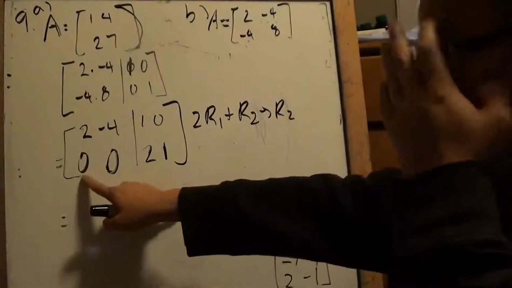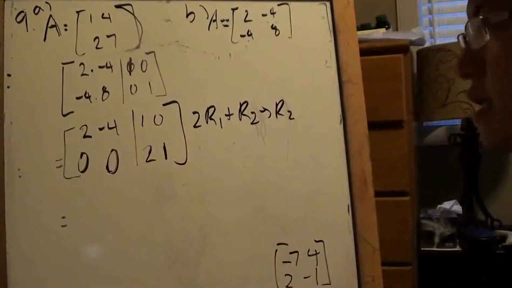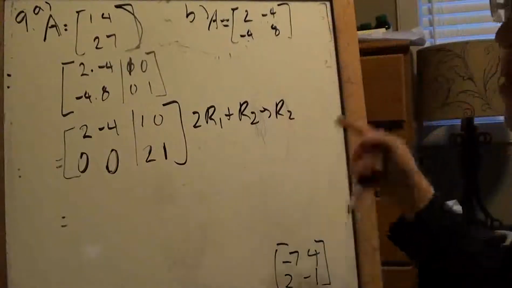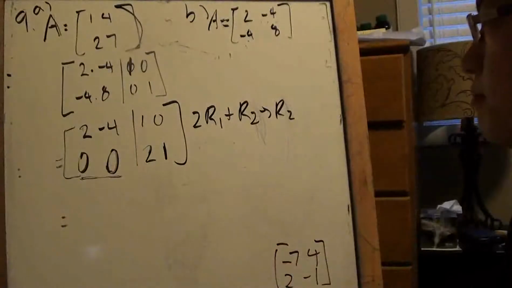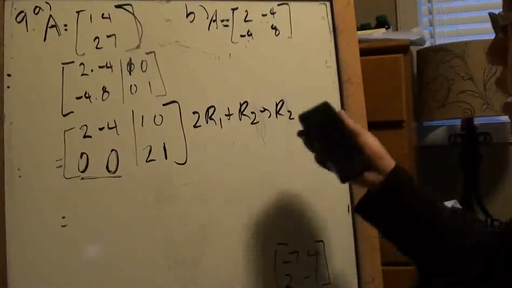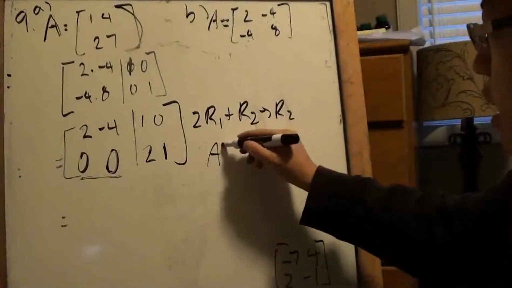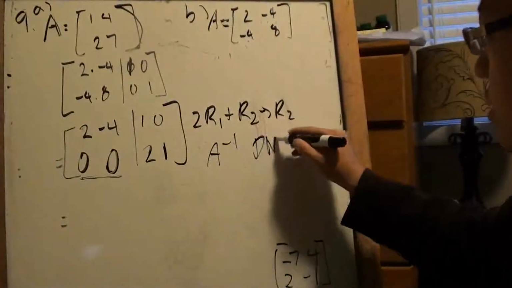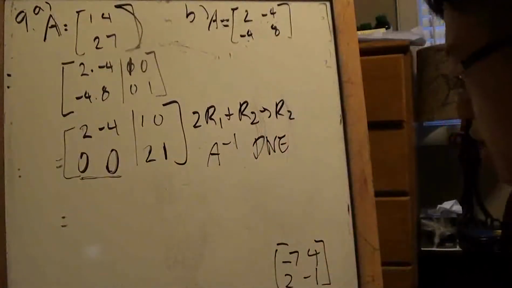But if you have this 0 row, that means it's not invertible. That's the key, right? It's like dividing by 1 over 0 from the other method, right? So this tells us that it is not invertible. Okay, so now you could just say something like A does not exist because A is not invertible, right?